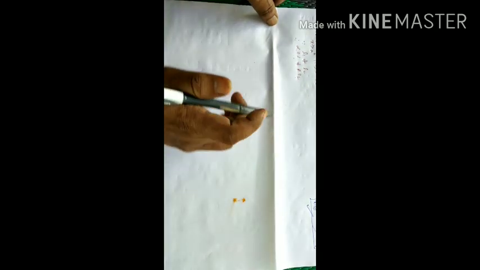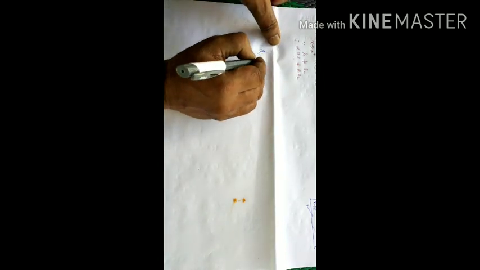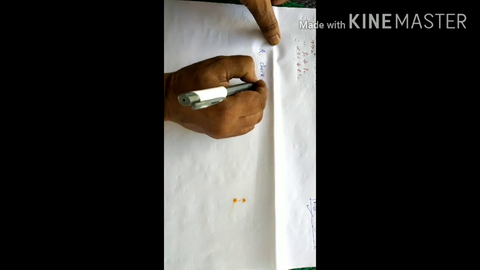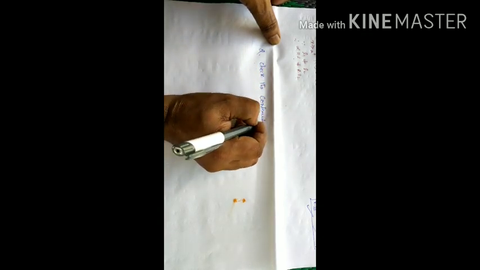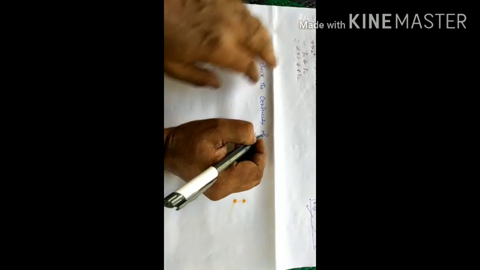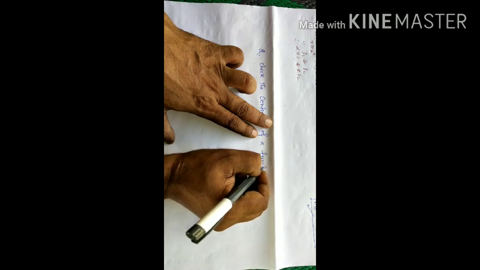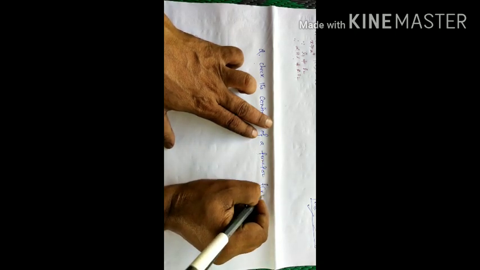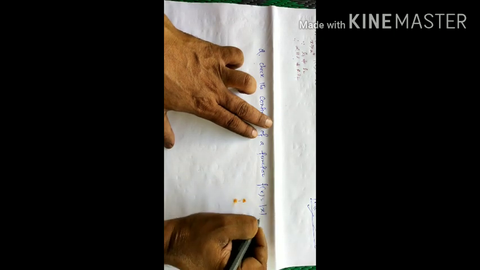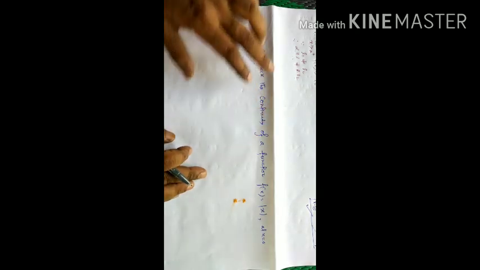Here the problem is, question is, check the continuity of a function f(x) is equal to modulus of x at x is equal to 0.